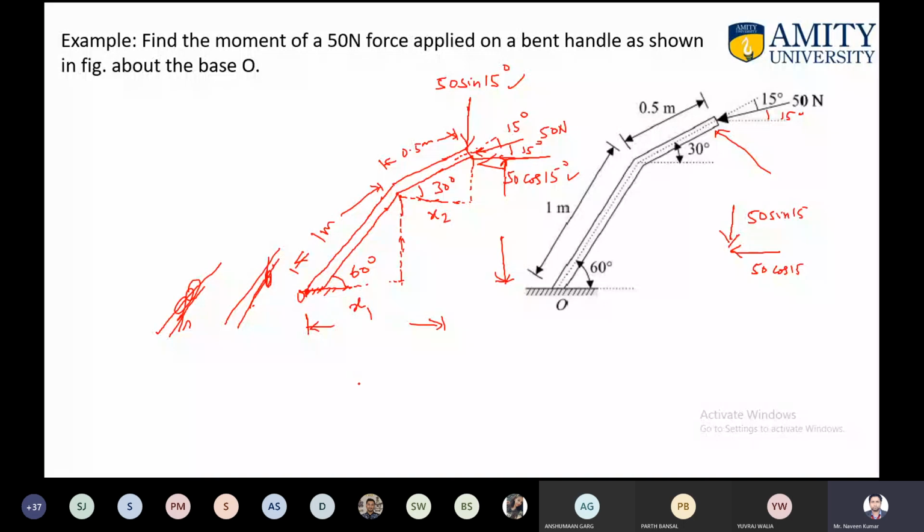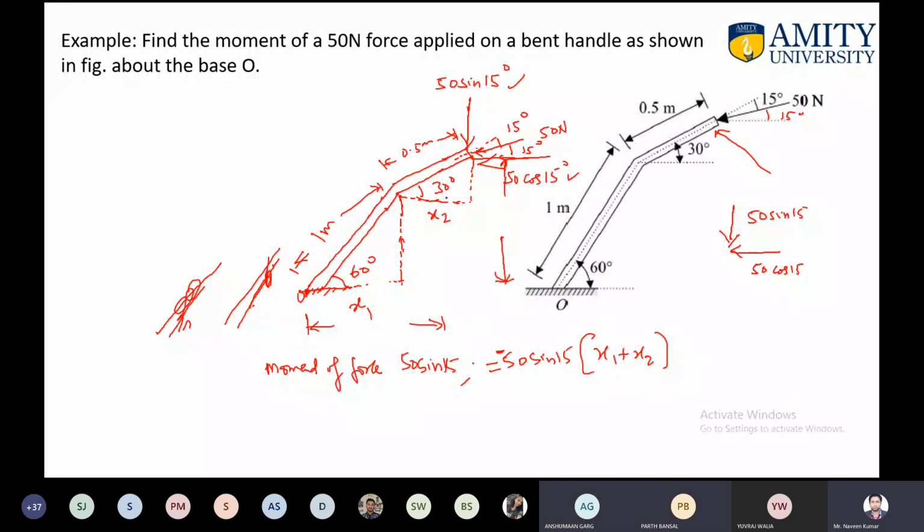So the total perpendicular distance for this force will be how much? If I say the moment of this force, what will it be? This will be 50 sin 15 multiplied by x1 plus x2. Listen, I am just one step behind what you are saying. And this sense is clockwise. So clockwise is how much? Negative. Yes, sir. So minus 50 sin 15 into x1 plus x2. This is clear to you.